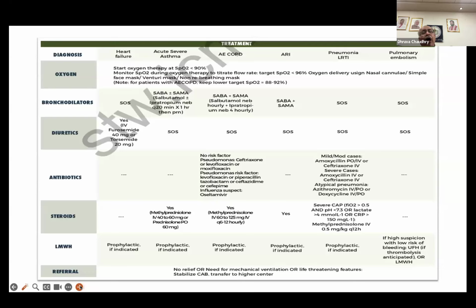Low molecular weight heparin is only required in the severest of the severest cases, not otherwise, except when you suspect pulmonary embolism, you have a clinical evidence of DVT, you have a very strong suspicion of pulmonary embolism, then you can put these patients on it.